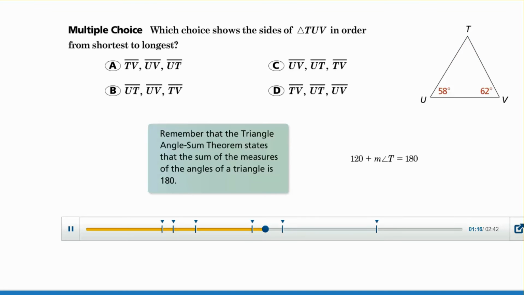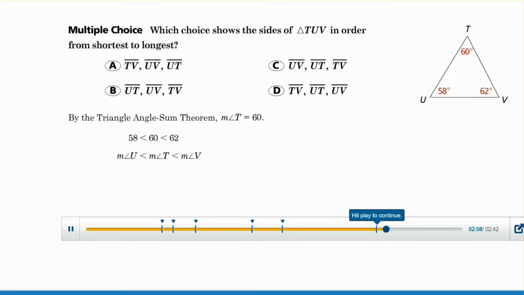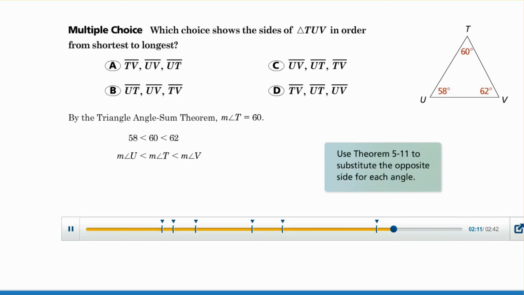Add 58 plus 62. Subtract 120 from each side of the equation. By the triangle angle sum theorem, the measure of angle T equals 60. Substitute the correct angle name for each measure. Use theorem 511 to substitute the opposite side for each angle.